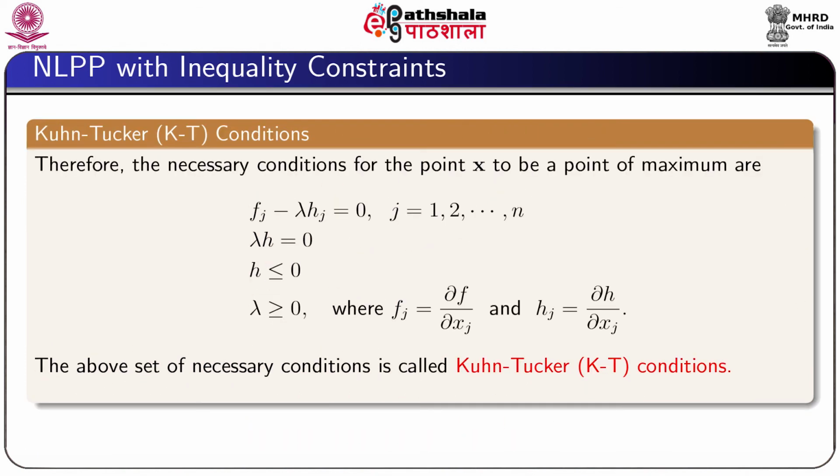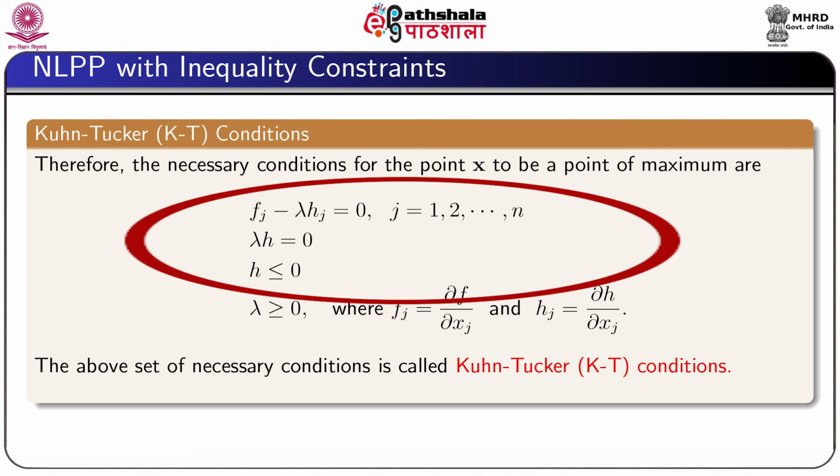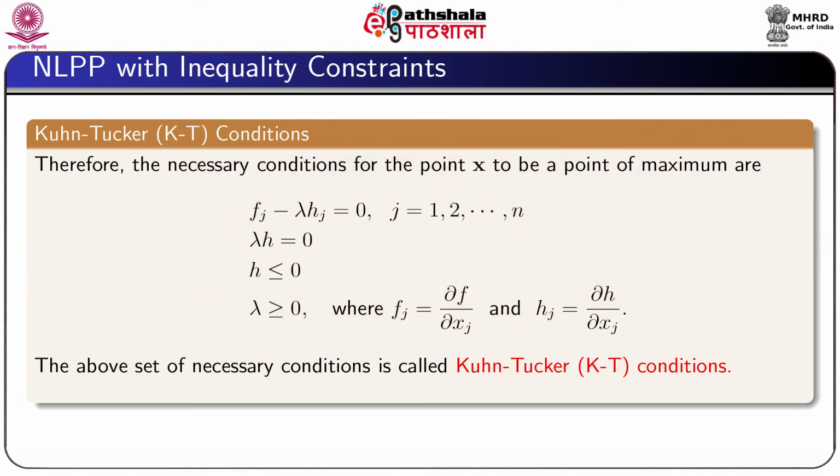Therefore, the necessary conditions for the point x to be a point of maximum are fj minus lambda hj equal to 0 for j equal to 1 up to n, where fj equal to del f del xj and hj equal to del h del xj, lambda h equal to 0, h less than equal to 0 and lambda greater than equal to 0. This set of necessary conditions is called Kuhn-Tucker conditions.